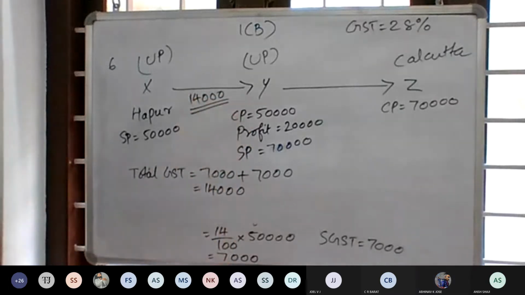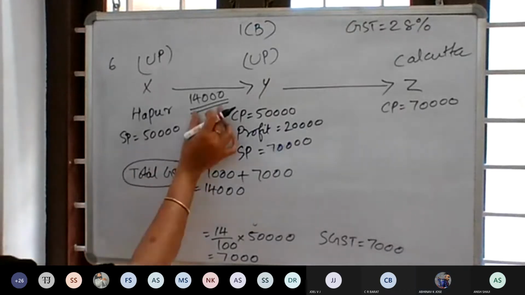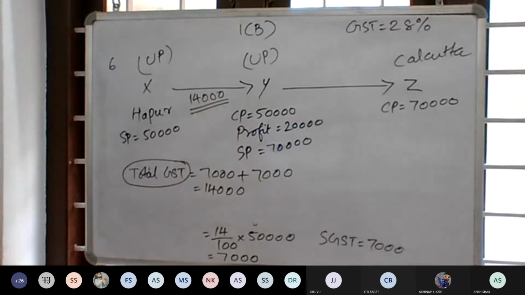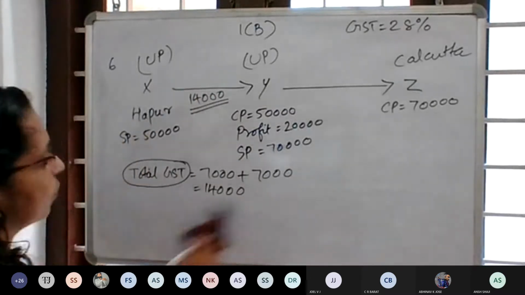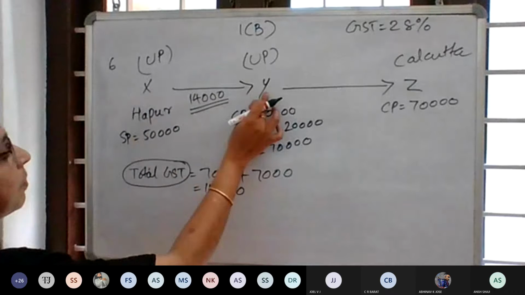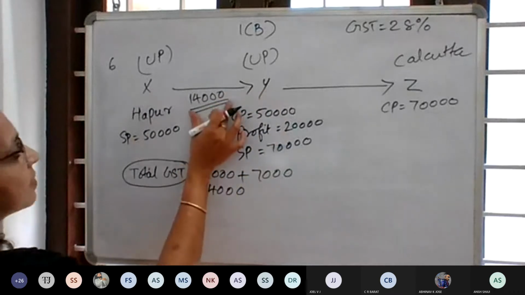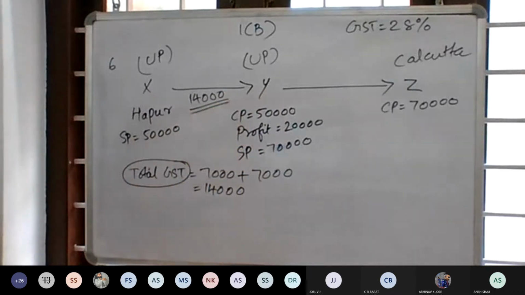What is the meaning of this GST? Which GST is that? Tax. Which tax? This total GST, another name for total GST, we can write it as which one? Fine, at last I will say. Then next, leave it. So 14,000 we wrote here. Transaction from X to Y, GST we got it as 14,000.